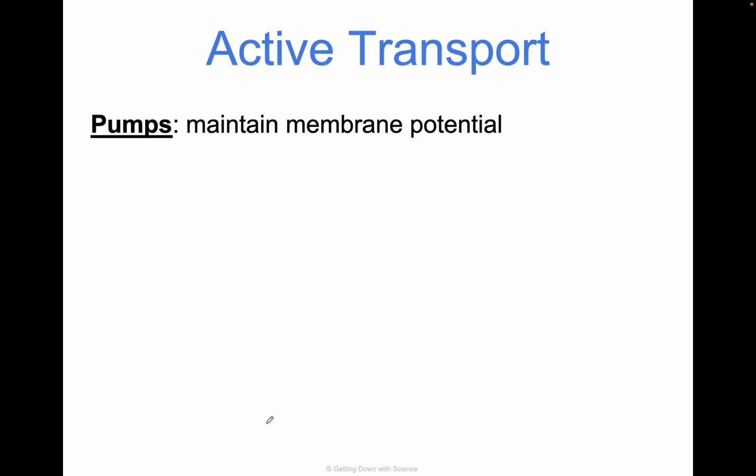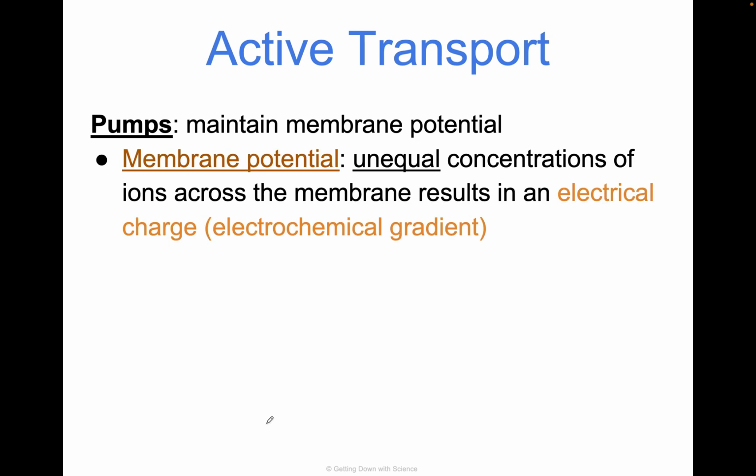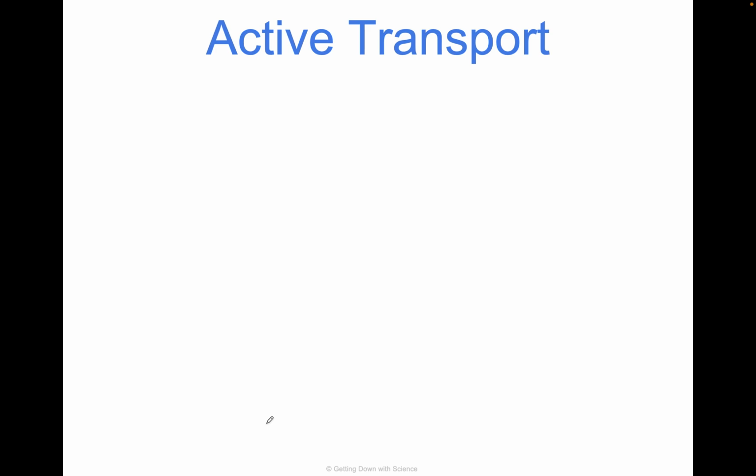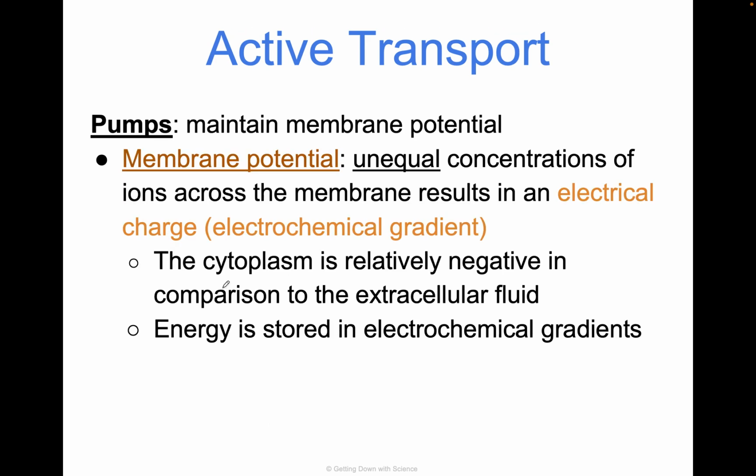Great. So pumps. Pumps help maintain membrane potential. Membrane potential is this unequal concentration of ions across the membrane, resulting in this electrical charge. So the cytoplasm is relatively negative in comparison to the extracellular fluid. So you have the cell here, right? That's my nucleus, and the cytoplasm is slightly negatively charged in comparison to the positive charges that are outside. So what the cell does is it stores energy in these electrochemical gradients, right?